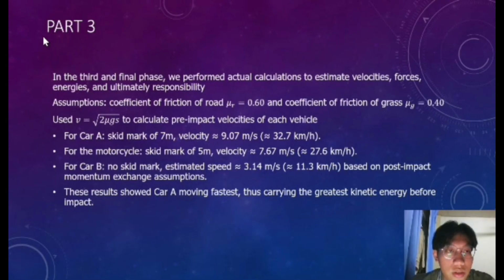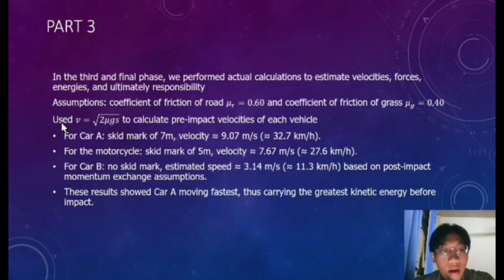So next, we're moving on to the discussion for the third part of the PBL. In this phase, we actually need to do some calculations to find out who is responsible for the crash. As it states here, in the third and final phase, we perform actual calculations to estimate velocities, forces, energies, and ultimately responsibility. First off, we have our assumptions, which are the coefficient of friction of the road and the coefficient of friction of the grass, which are 0.6 and 0.4 respectively.